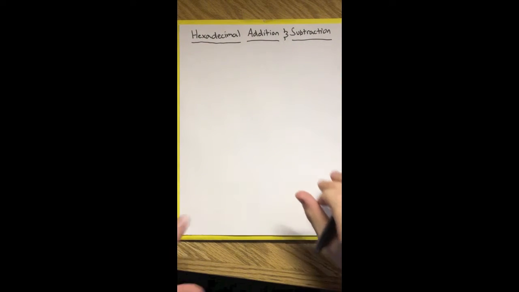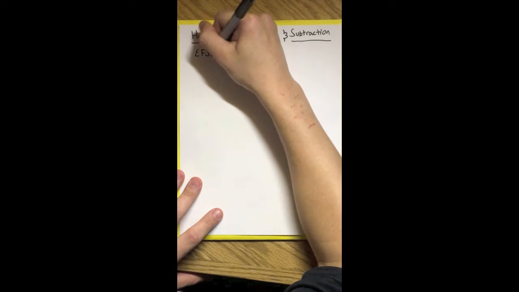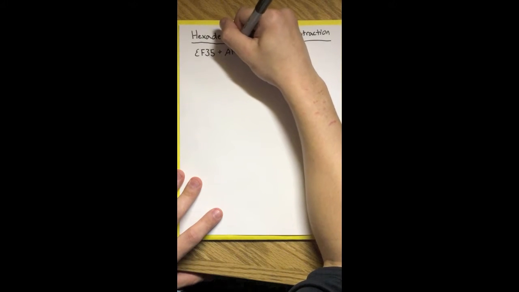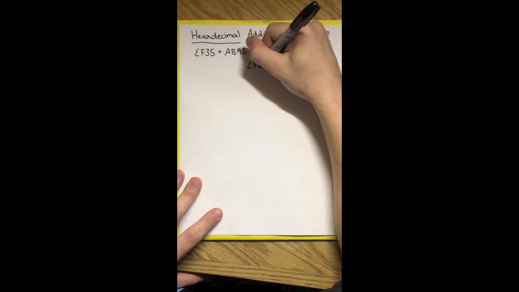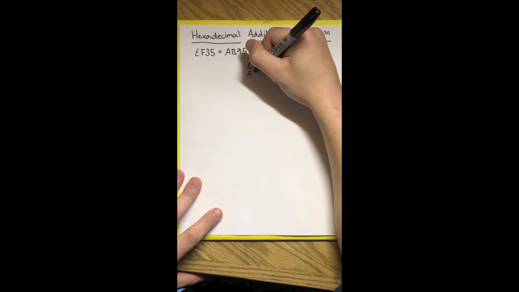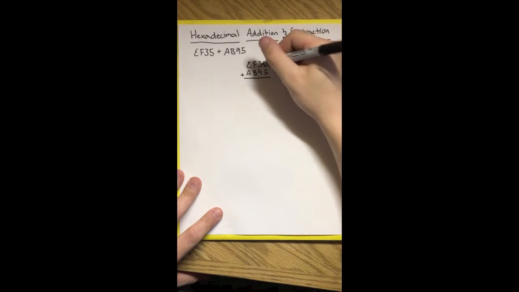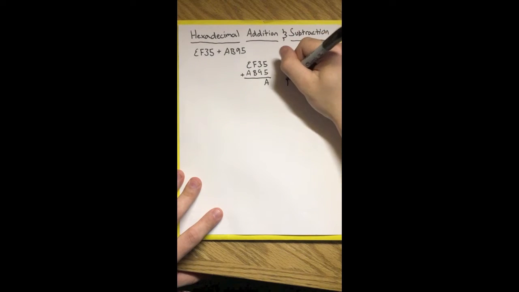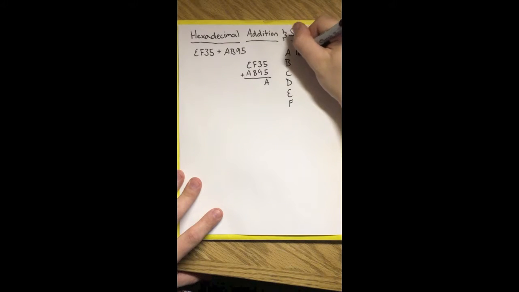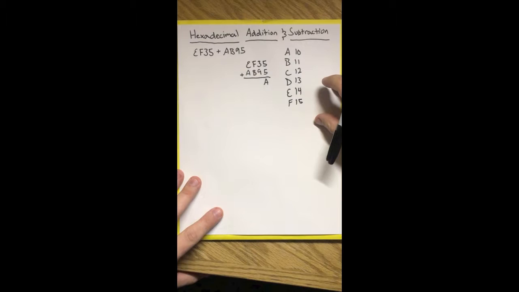Hexadecimal addition and subtraction. Set it up in the same way we just did previously. 5 plus 5 is 10, represented by A. It's also useful to write the letters and what each letter represents, just for your own personal reference, in order to be accurate in your adding and your subtracting.